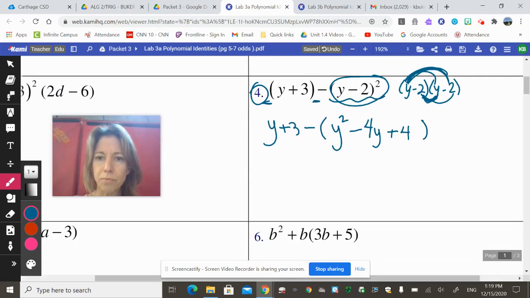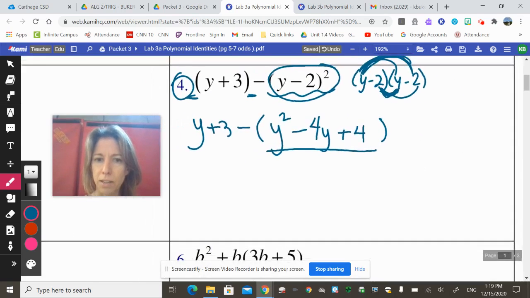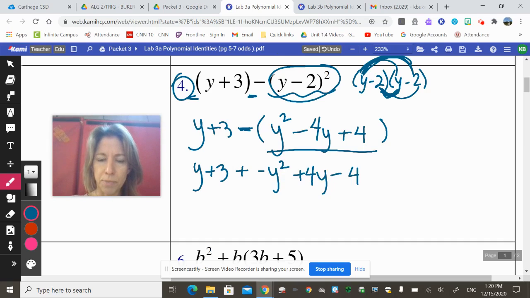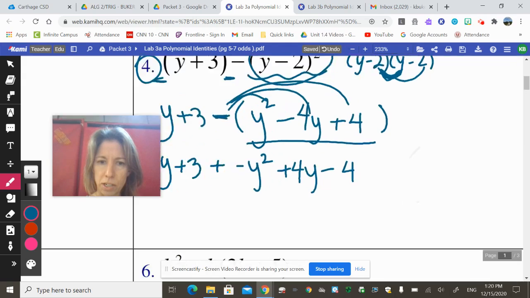All right, so I'm subtracting this whole trinomial so that negative is really distributed. Since we're subtracting this, subtraction is the same thing as adding the opposite. So the opposite of y squared is negative y squared. Negative 4y would change to positive 4y, and a positive 4 would change into a negative 4. Okay, so you can think of adding the opposite, or you can just distribute the negative to each, and it'll change each of their signs.